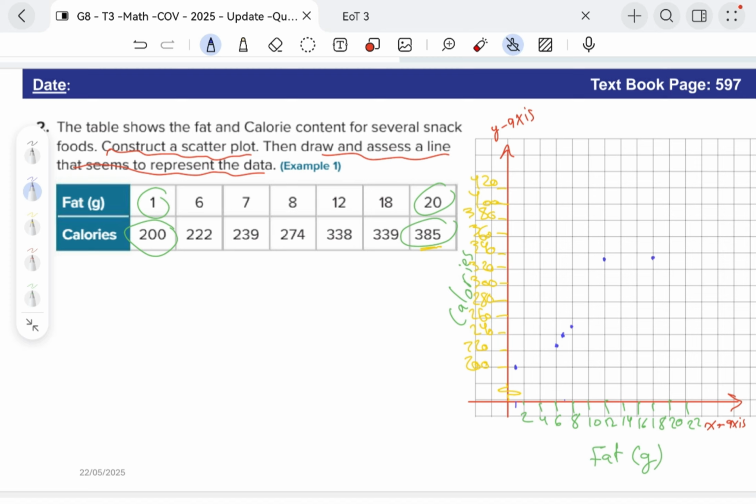Now, if we want to graph the line of best fit, we have to make it in the middle, where the number of points above the line is equal to the number of points below the line. Let's try to do that. Well, it will be something like this. Here, as you can see, we have 4 points below the line and we have 3 points above the line. So it's somewhere in the middle. This is the line of best fit.